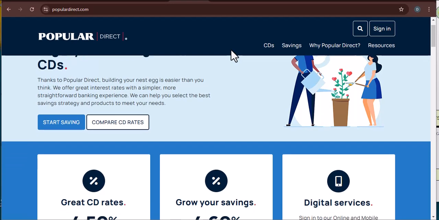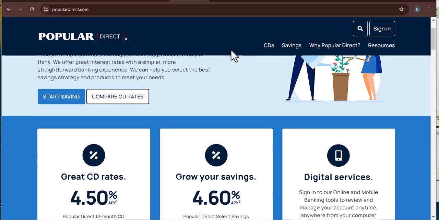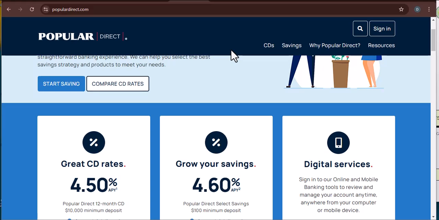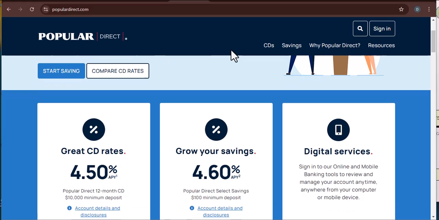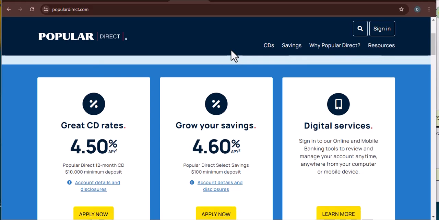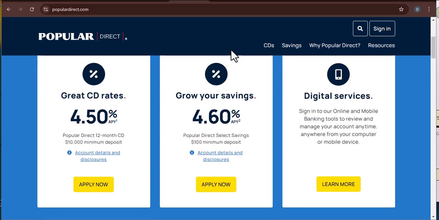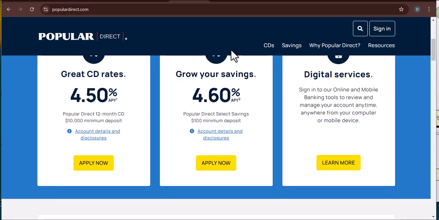Today, I'm going to be talking about how to withdraw money from Popular Direct. Now, I know that Popular Direct is a great bank for those looking for high interest rates and low fees. But one thing that can be a bit tricky is figuring out how to get your money out of your account. So, if you're wondering how to withdraw money from Popular Direct, just keep reading.